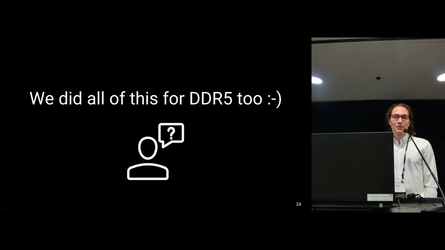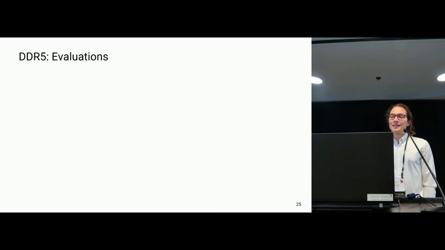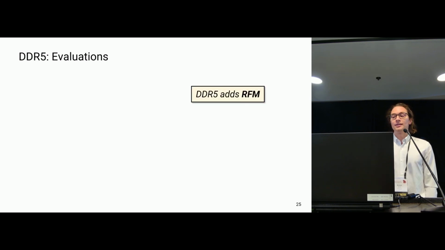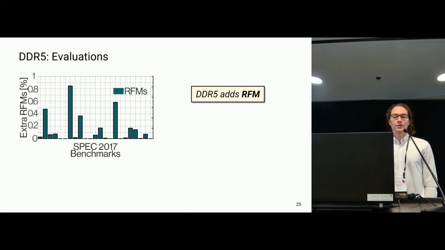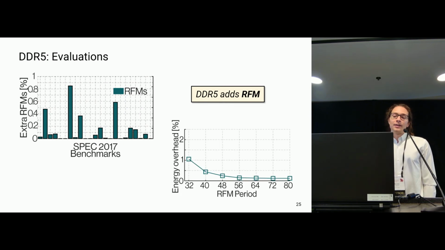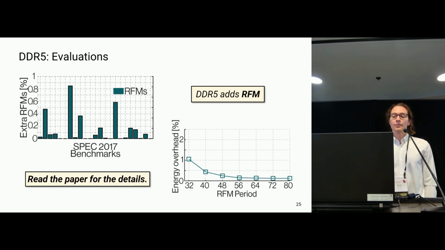Actually, we did all of this for DDR5 too. Due to the limited amount of time, we cannot get into details. But I can just tell you that DDR5 adds a new command called RFM, which gives the device more time to perform these extra refresh operations. Of course, we benchmarked SPEC 2017, analyzing the amount of extra RFM commands that are being sent. Clearly, we also evaluated the energy overhead that depends on the RFM period. For more details about the evaluation, such as performance, you can read the paper.